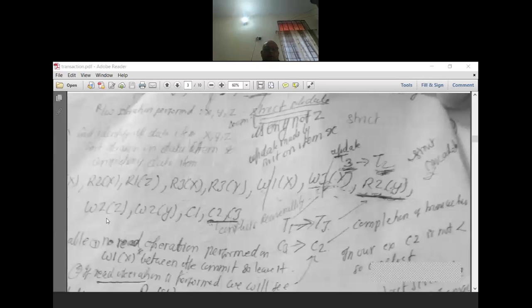Now I will check for data item Z. The first update on data item Z is over here, and the completion of that transaction is here. Is any read or write operation performed on data item Z between this? No, it is performed on Y, then C1, the completion of this transaction. That means no read or write operation is performed. So according to it, which type of schedule is it? Strict schedule.